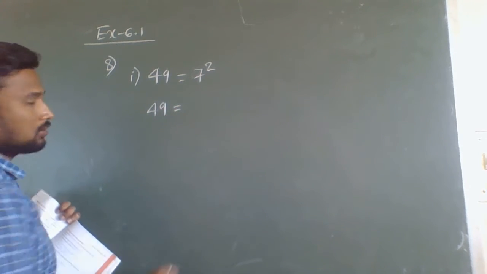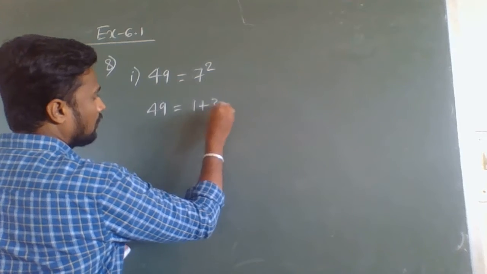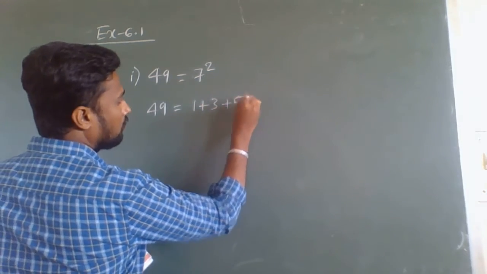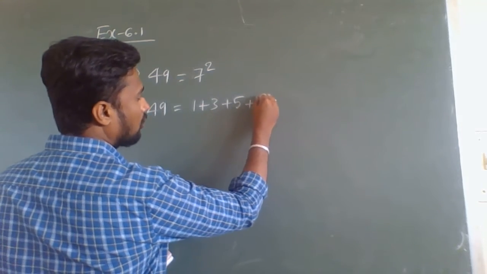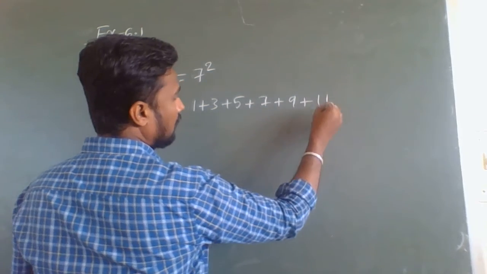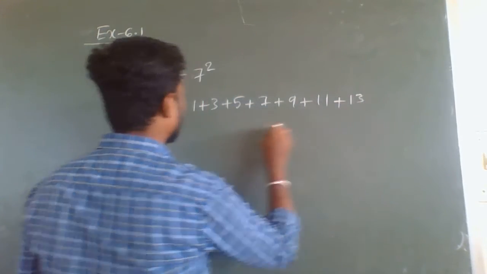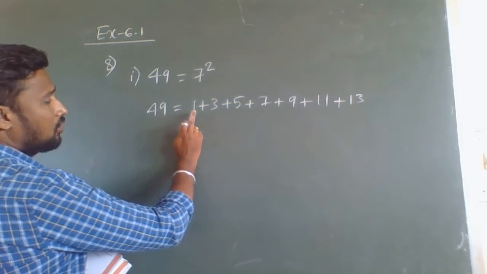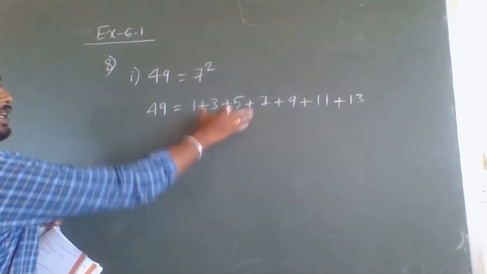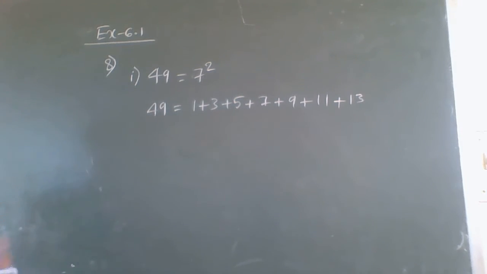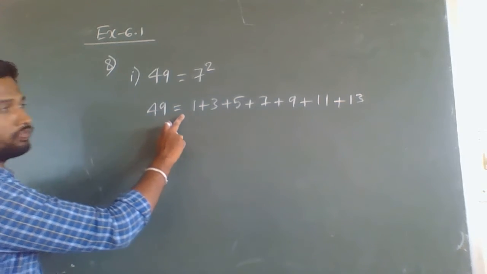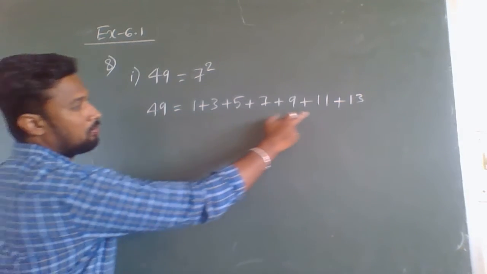So 49 is equal to 1 plus 3 plus 5. Next odd number is 7. Next one is 9. Next one is 11. Next odd number is 13. So here I have written totally 7 odd numbers. You can see here: 1, 2, 3, 4, 5, 6, 7. This 49 can be represented in the form of the sum of the first 7 odd numbers.